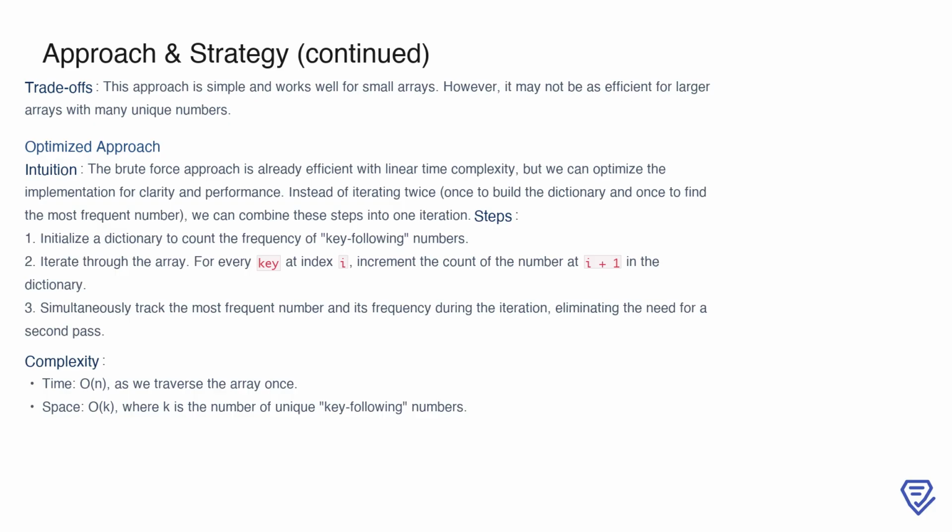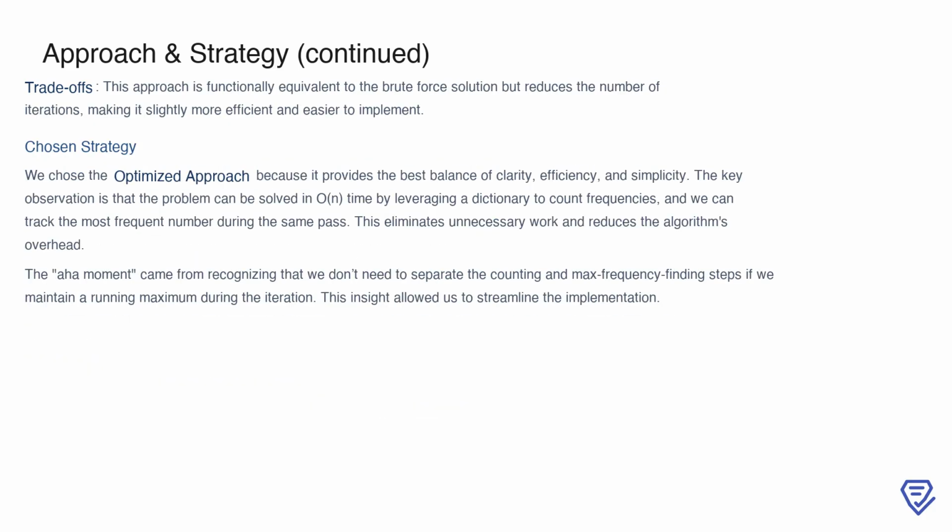The optimized solution retains the same linear time complexity of O(n) and space complexity of O(k), but it achieves greater clarity and efficiency. The optimized approach offers a clear advantage by streamlining the process into a single iteration, making the solution both simpler and more efficient. While the brute force method is functionally equivalent in terms of time complexity, it involves redundant steps that can be avoided. By simultaneously counting frequencies and maintaining the most frequent number, we reduce unnecessary work. This approach was chosen because it strikes the perfect balance between clarity, efficiency, and simplicity.